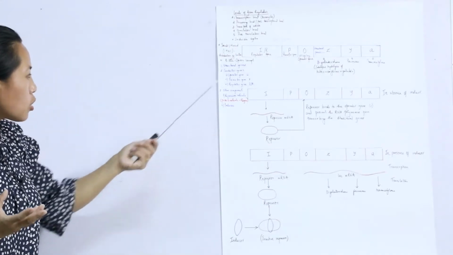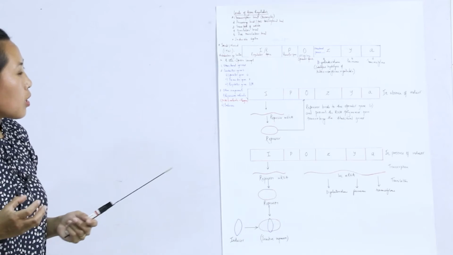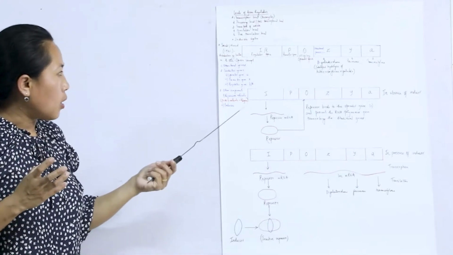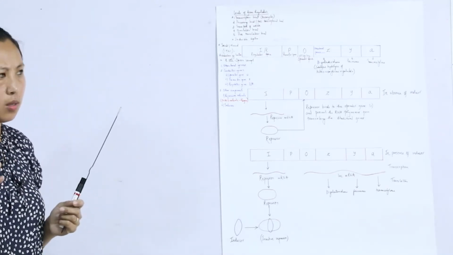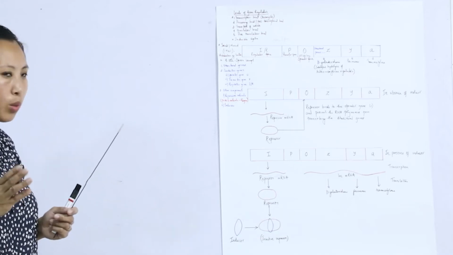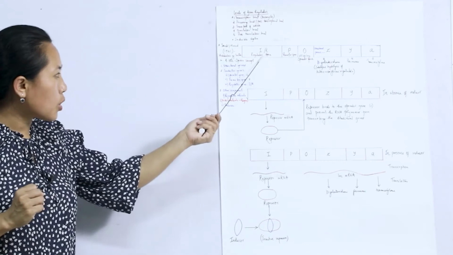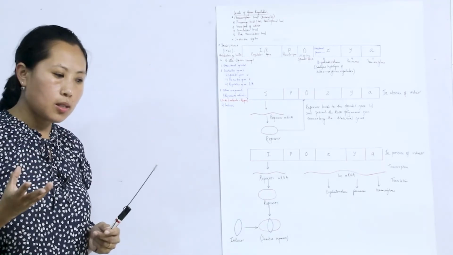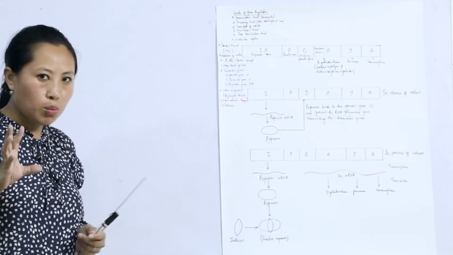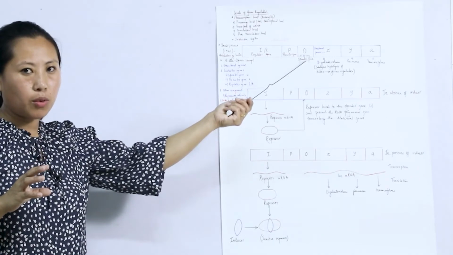Then this regulator gene, which is denoted by the I or R gene, regulates the activity of the operator gene. It codes for a particular protein molecule which is known as the repressor. This repressor molecule has a high affinity for the operator gene.